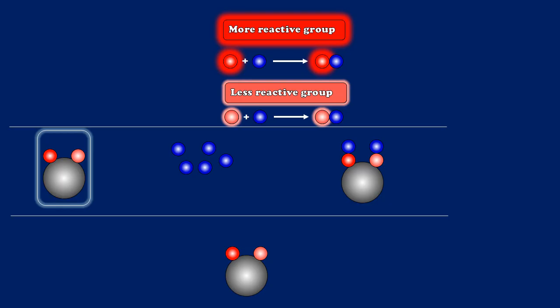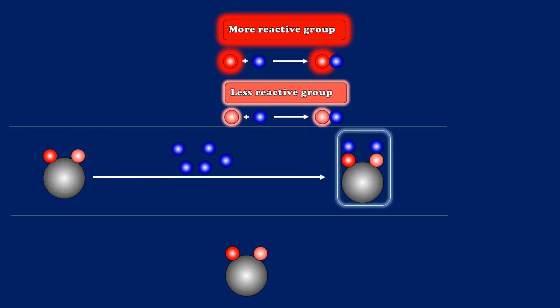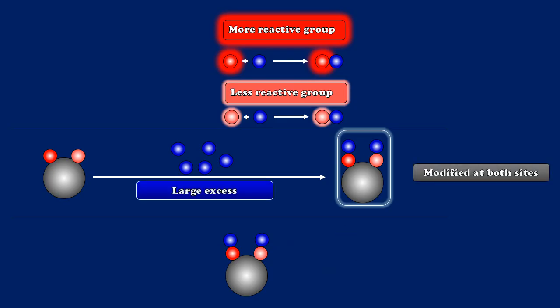Well, let's consider the first. How might we modify both of those sites? Well, in this case, it's a fairly simple task. We can simply use a large excess of the reagent to be sure there's enough there to completely saturate any site that will react with it. In doing so, we can accomplish our goal of modifying both of the reactive sites.